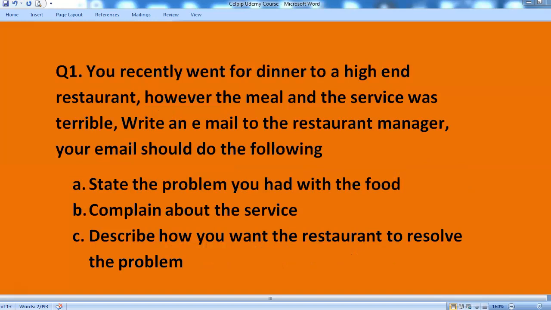Now let us look at a sample question for your writing task 1. You recently went for dinner to a high-end restaurant. However, the meal and the service were terrible. Write an email to the restaurant manager. Your email should do the following. A. State the problem you had with the food. B. Complain about the service. C. Describe how you want the restaurant to resolve the problem. So this is sample question 1 for your writing task 1.